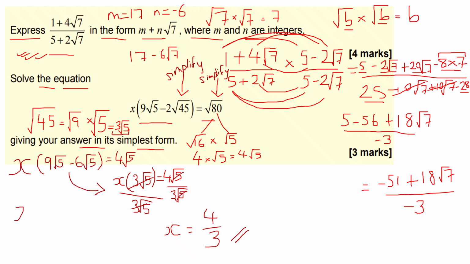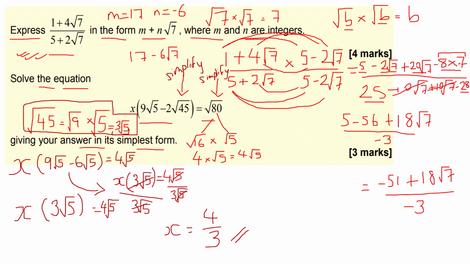I got x lots of 3√5 is equal to 4√5, then divided both sides of my equation by 3√5. So I simplified √45 first, then I simplified √80, looking for the biggest square number factor. I'm factorizing these numbers, pulling out the biggest square number factor.